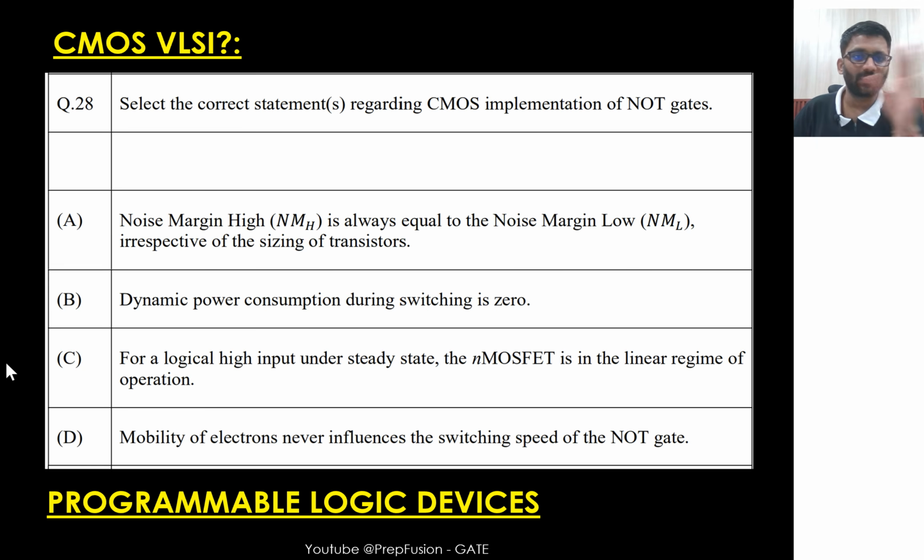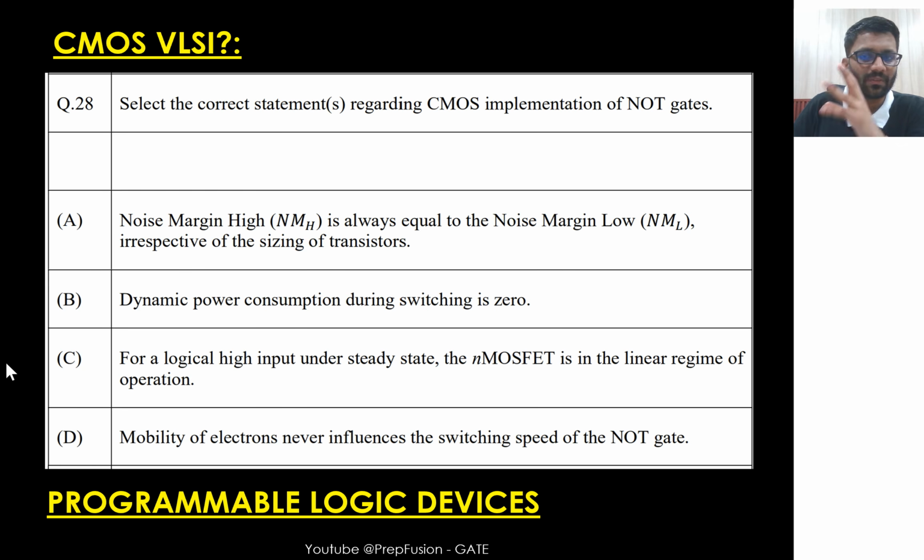Now this CMOS VLSI is vast. It is not that it is very straightforward. It is simple if you study it in depth, but it is vast, so you cannot spend much time here. Only if you have more than enough time should you spend it. This point is only for EC guys. Instrumentation guys can ignore it. There is a 0.1% chance it will come there, and otherwise, even if it comes, you will drop the question.